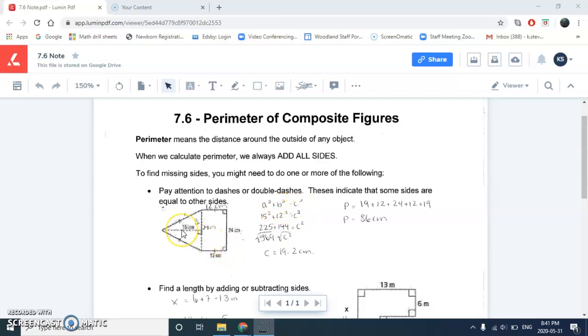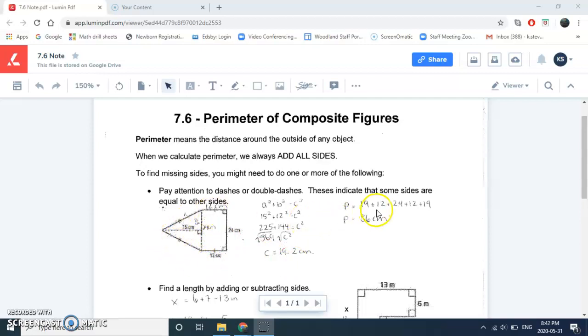So we have 15 centimeters squared plus 12 centimeters squared will equal our c squared, which is our longest line there. So 15 squared is 225 plus 144, which is 12 squared. And that gives us 369. So we see that we have c squared, so we need to square root that. So we're going to square root 369, which gives us roughly 19.2 centimeters. So that tells us our side here.